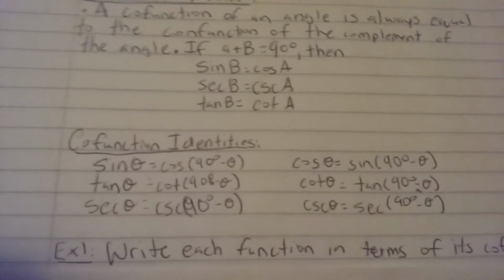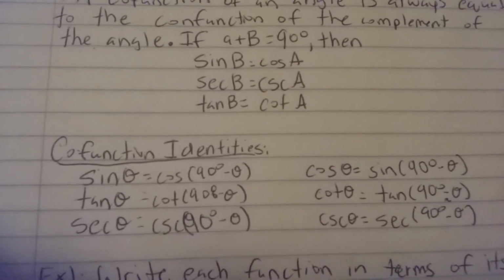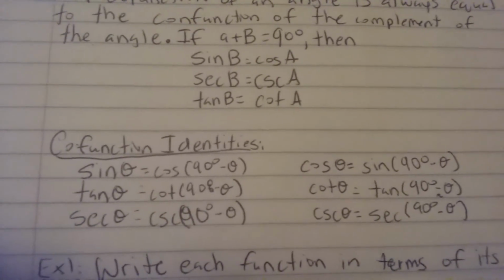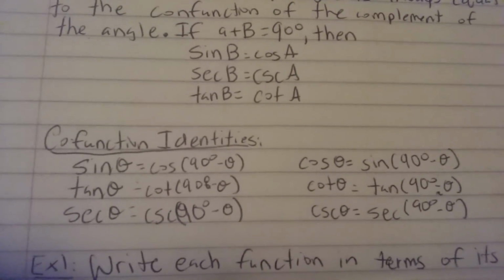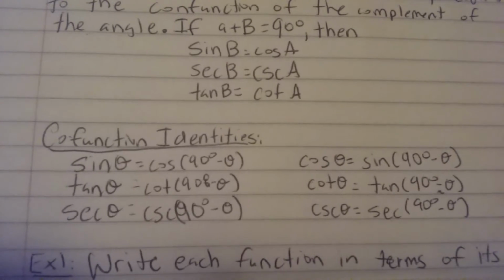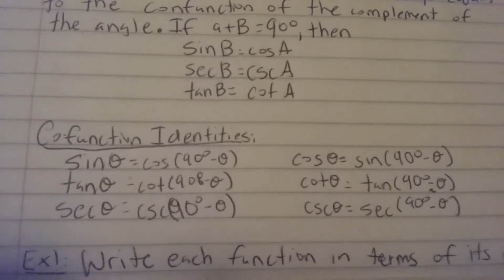There are 6 cofunction identities that you need to know. One of them is sine theta equals cosine of 90 degrees minus theta, tan theta equals cotangent of 90 degrees minus theta, secant theta equals cosecant of 90 degrees minus theta, and the other 3 are just those flipped.